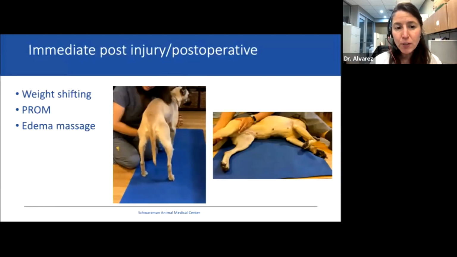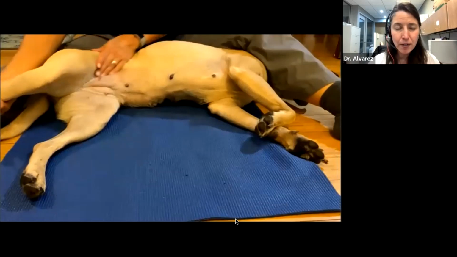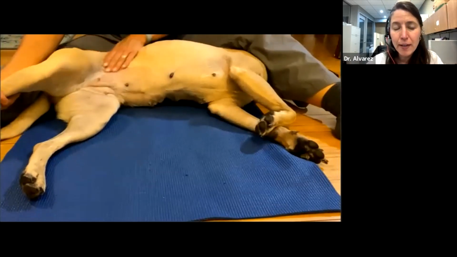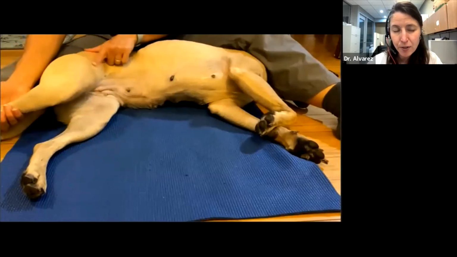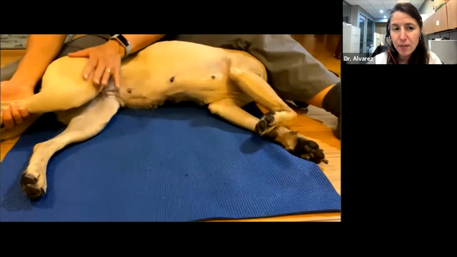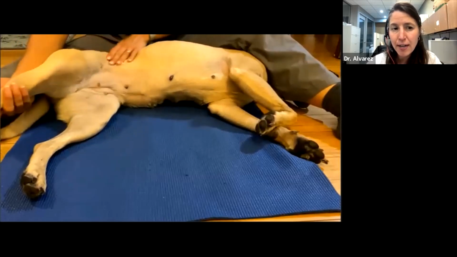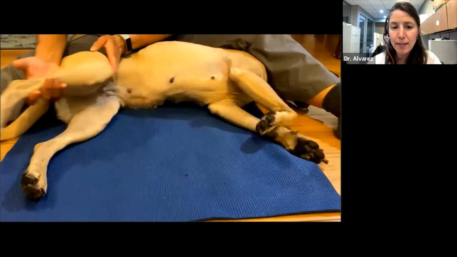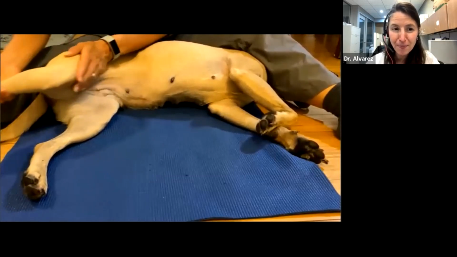We also want to do things like passive range of motion and massage, again, to try to decrease that swelling and inflammation. So here's an explanation of me doing a hip extension, and I'm doing massage along the iliopsoas, so those hip flexors. Typically in a dog recovering from knee surgery, they're going to have very, very taut hip flexors. So I'm going to massage that area as I'm gently bringing that hip into extension, and then I'm doing a little bit of range of motion.